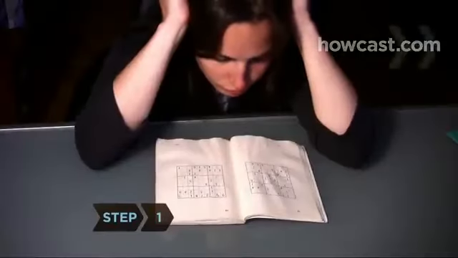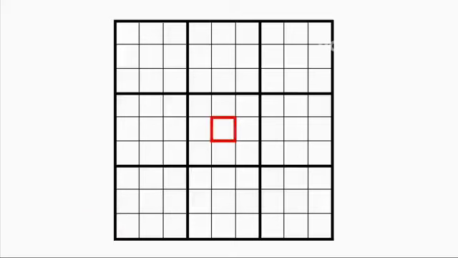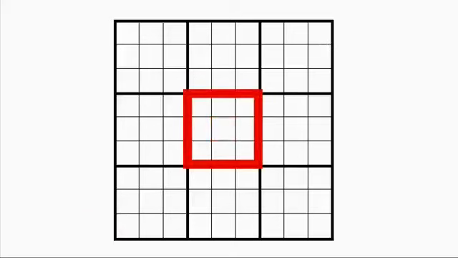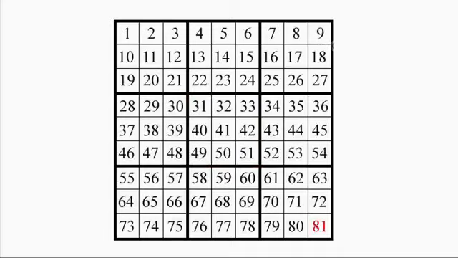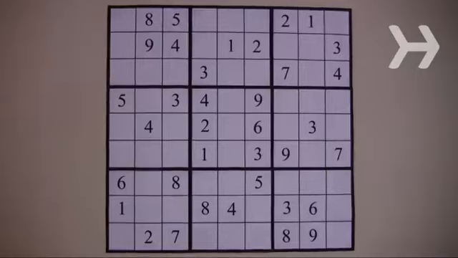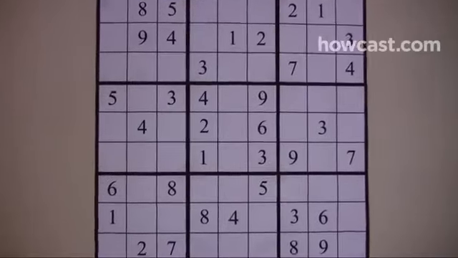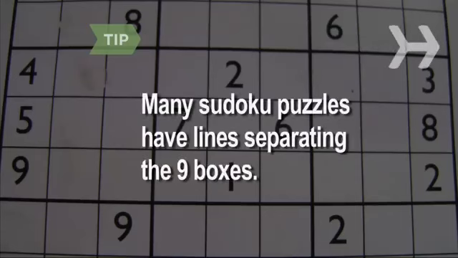Step 1. Understand the pattern of a Sudoku puzzle. Cells where an individual number goes are called squares. Squares are then sectioned off in groups of 9 to create boxes. A Sudoku puzzle has a total of 81 squares and 9 boxes. They create a 3-box by 3-box grid. Many Sudoku puzzles have dark lines separating the 9 3-square by 3-square boxes for easy identification.